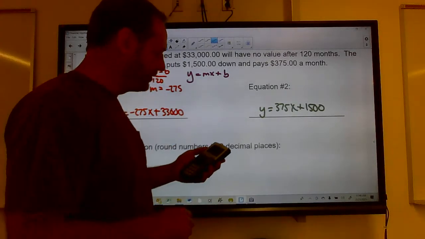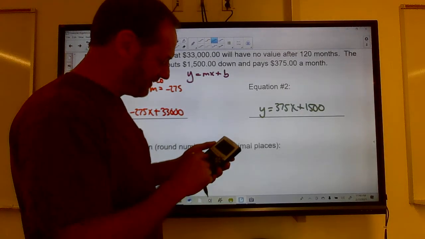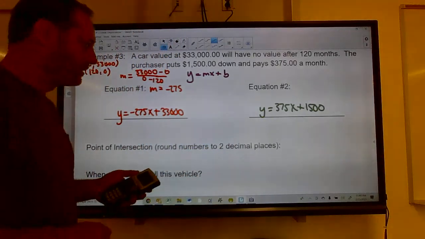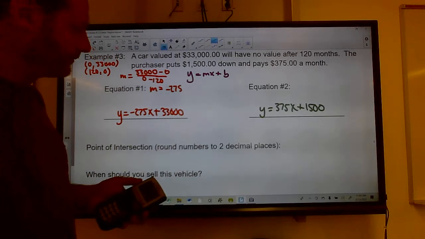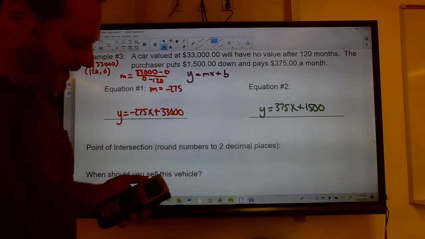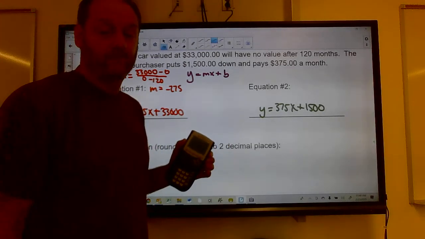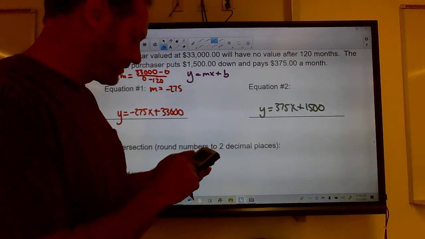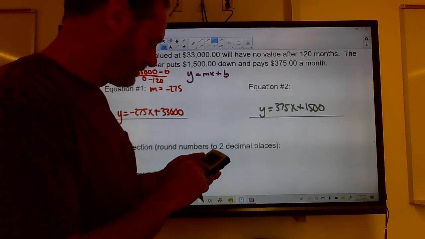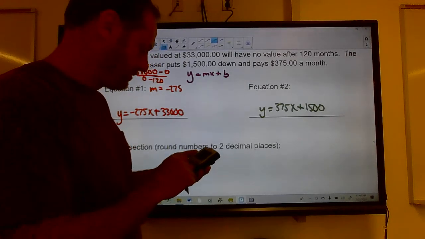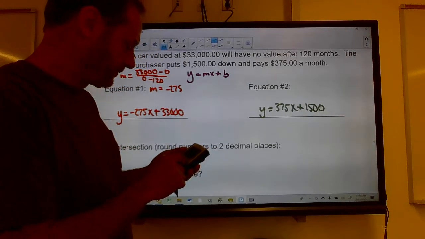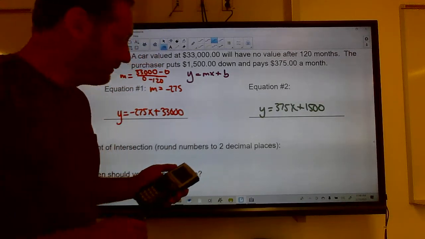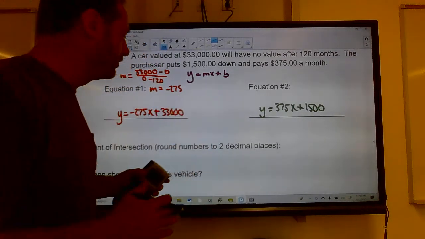Now equation 2 is going to be 375. Again, I push my x key plus 1,500. Enter. Okay, now I can hit graph. And probably you're not going to see anything, because I do have a vertical line in there. Is there a stray equation in here? I don't know what that's about. Okay, that's weird. Anyway, I have to adjust the window so I'm looking at the right window.